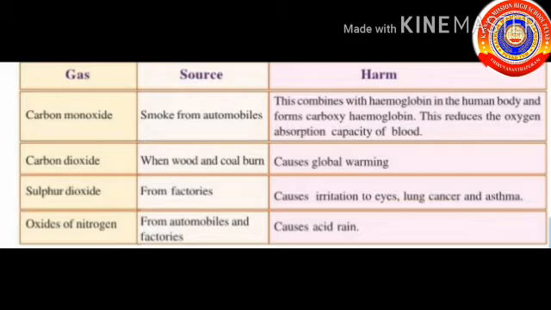The second is carbon dioxide. Its main source is wood and coal burning. It causes global warming. Next is sulfur dioxide. It is mainly from factories and it causes irritation to eyes, lung cancer and asthma. Next, oxides of nitrogen. It is from automobiles and factories. It causes acid rain.